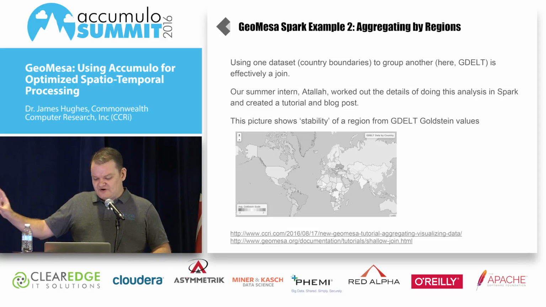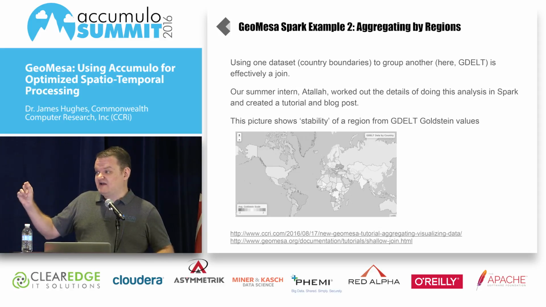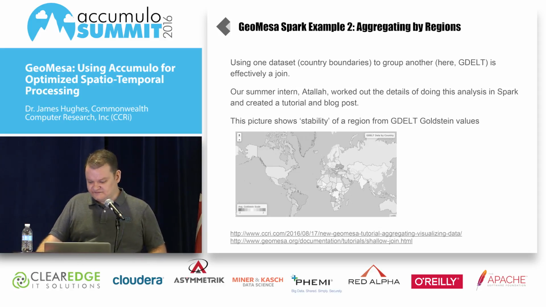So we're aggregating some of those records by country and then analyzing the Goldstein values as some sort of proxy for stability. And this was run on data from about the time when Russia was messing with the Ukraine.